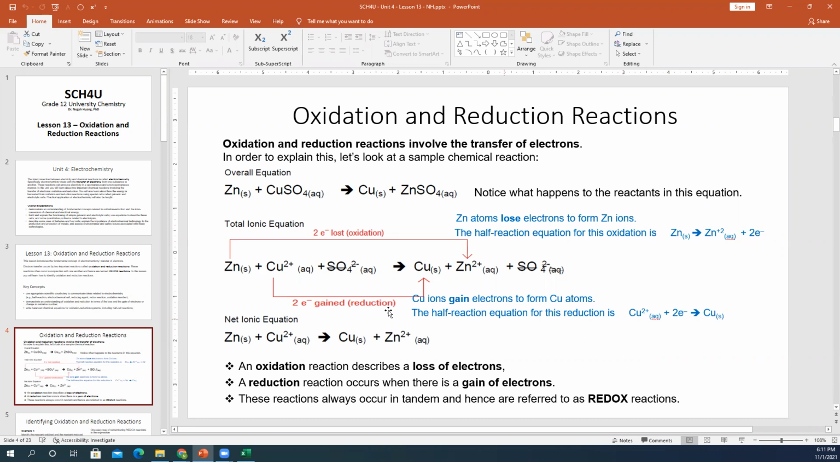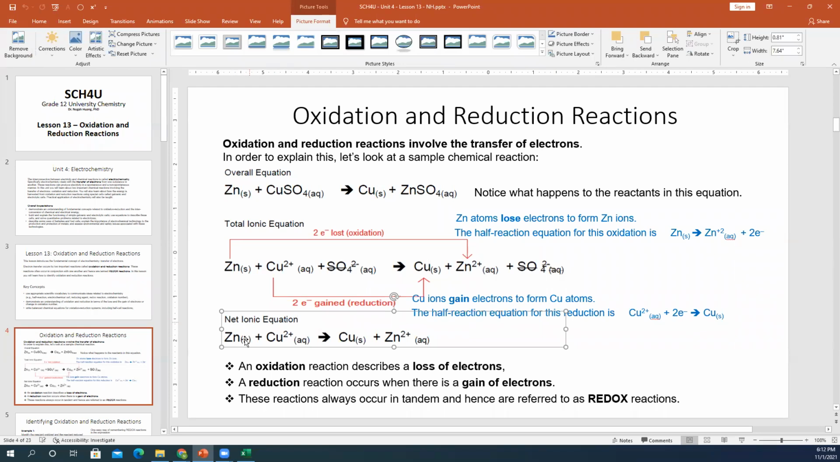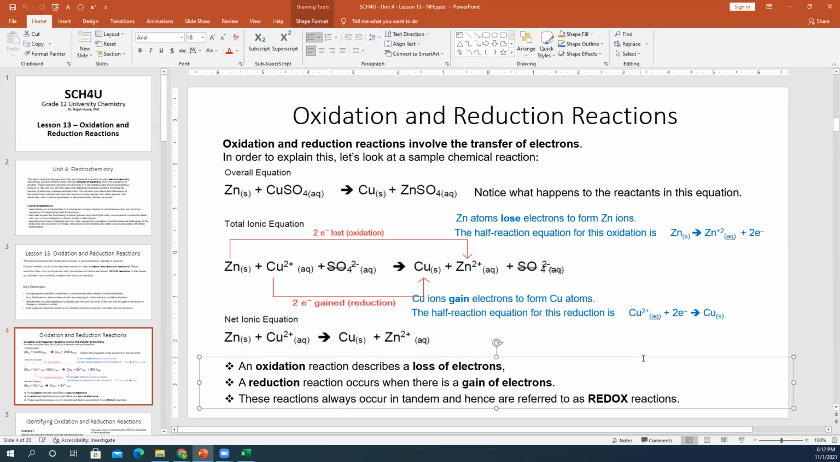All right. And then if we notice that in this total ionic equation, the sulfate ions can cancel each other out from both sides of the equation, and you end up with the net ionic equation here. And the net ionic equation is that zinc atom plus the copper ion goes to copper atom plus the zinc ion. And the important thing to remember here is that one is becoming oxidized and one is becoming reduced.